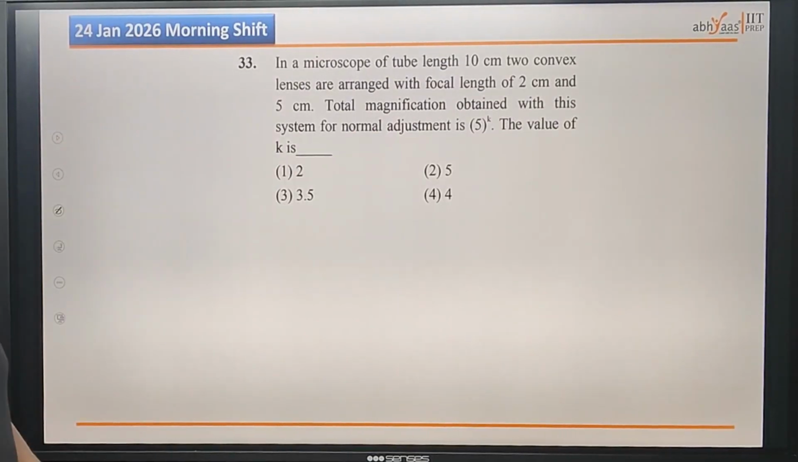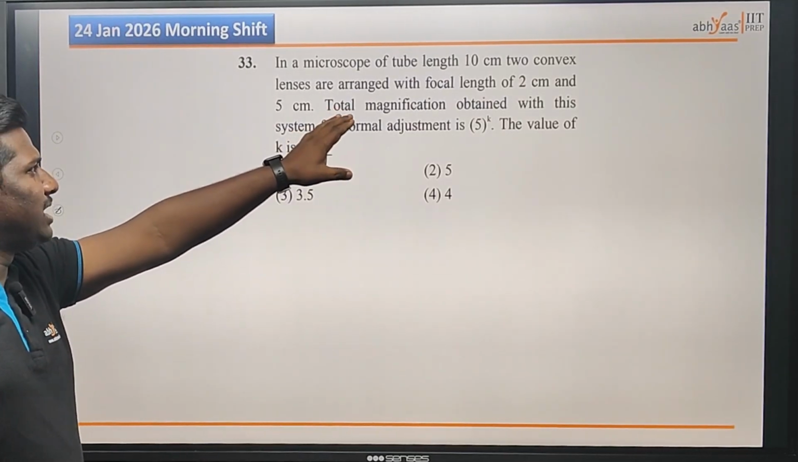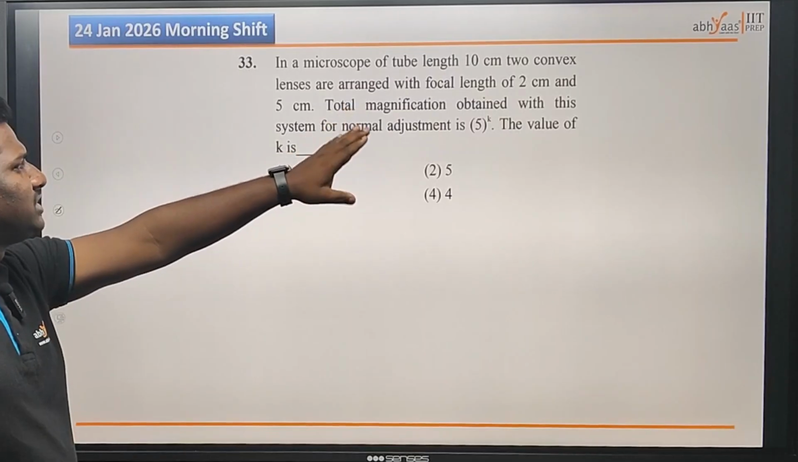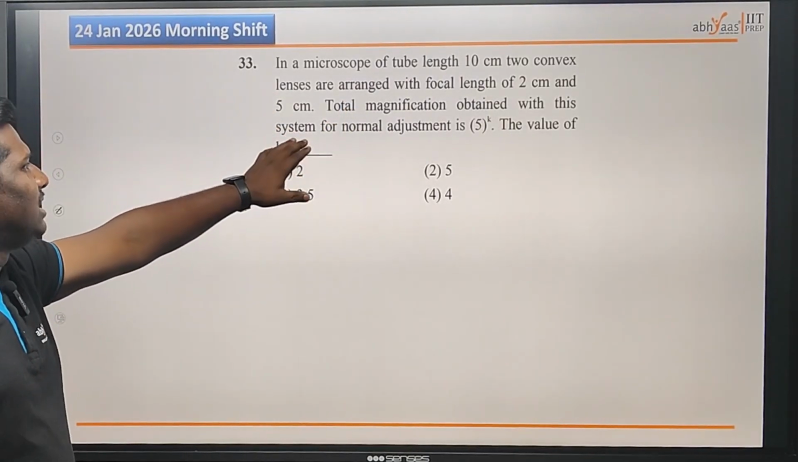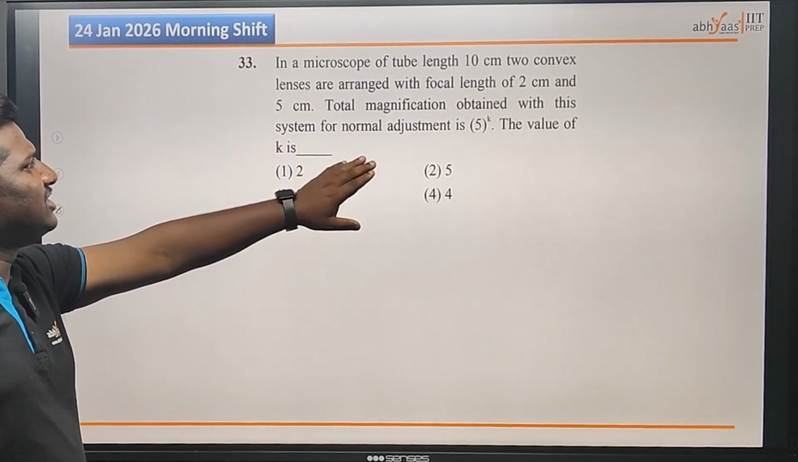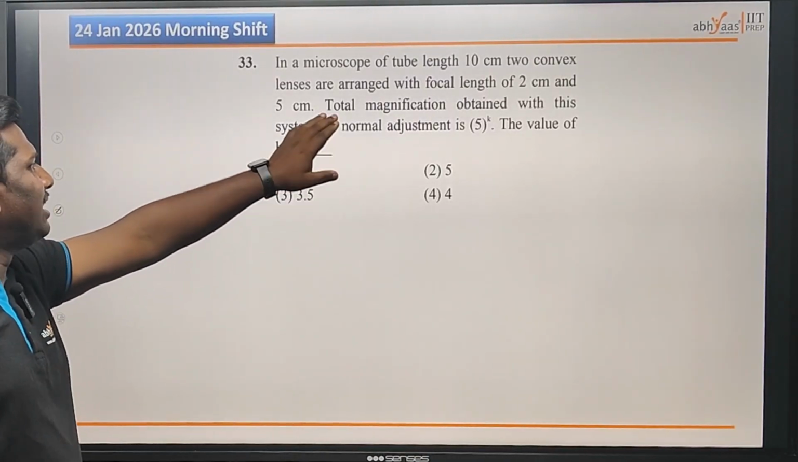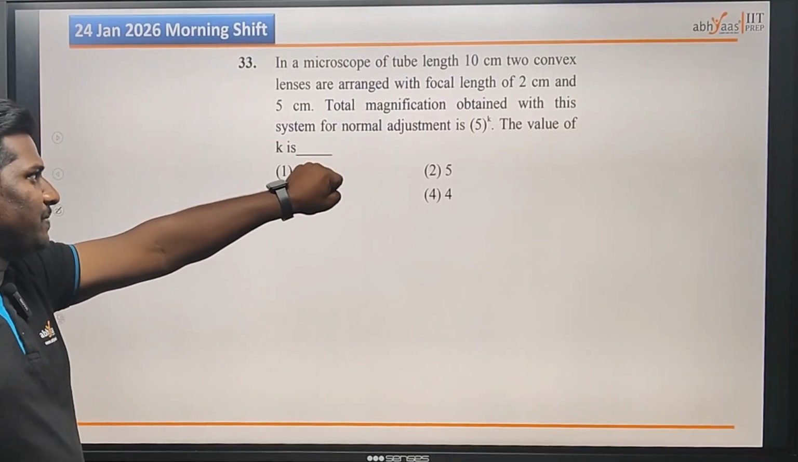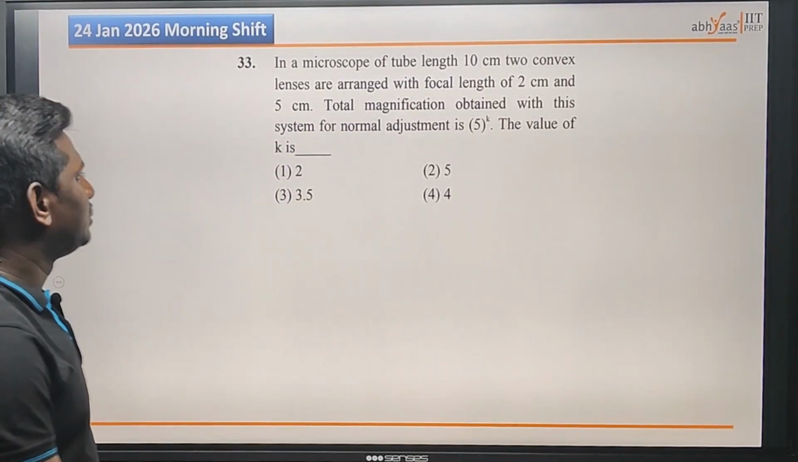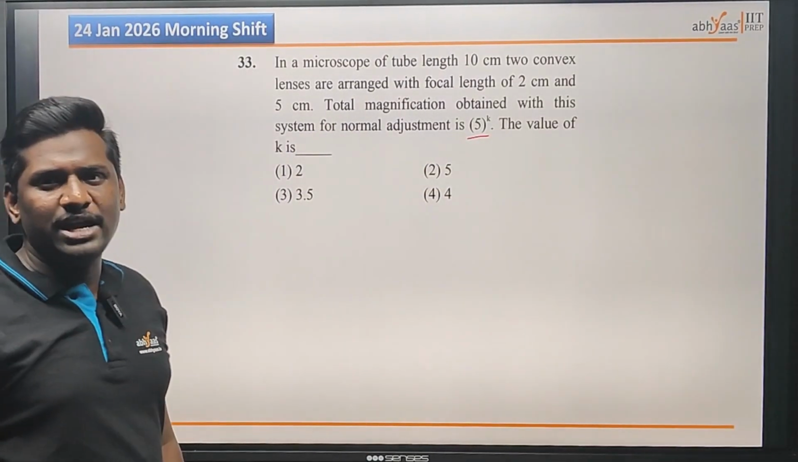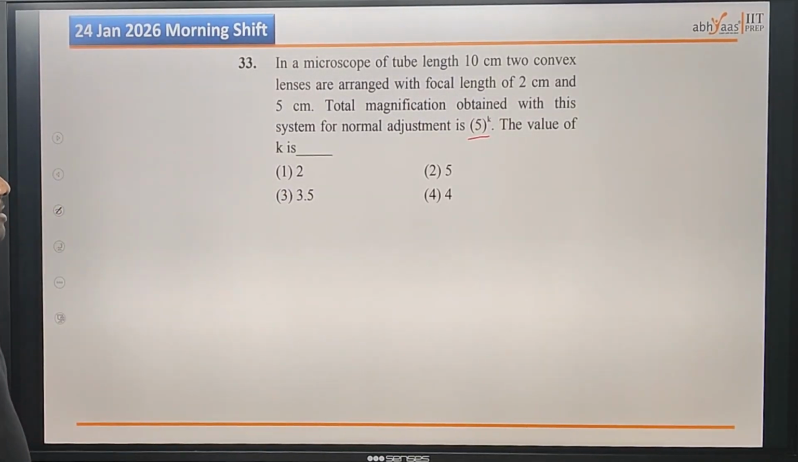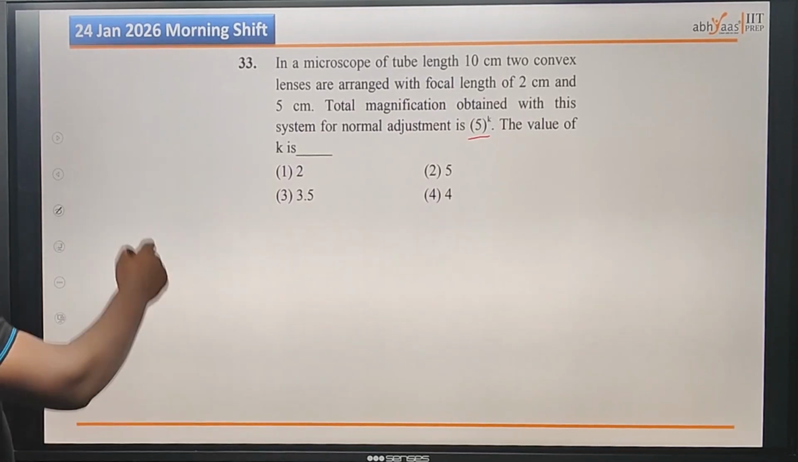So next question, see here, question number 33. In a microscope of a tube length 10 centimeter, two convex lenses are arranged with focal lengths of 2 centimeter and 5 centimeter. The total magnification obtained with this system in normal adjustment is, they have given the magnification value. What is the value of k? So magnification is nothing but 5 to the power k. You have to find the k value. Simple formula. Magnification, everyone knows that formula.